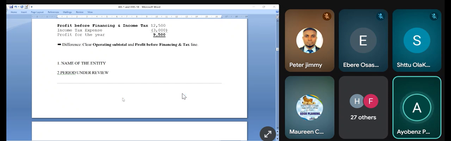What are those 4 things? Number 1, the name of the entity. For instance, Peter Jimmy Nigerian PLC. Please put it there. Do you understand me now? The name of the entity.